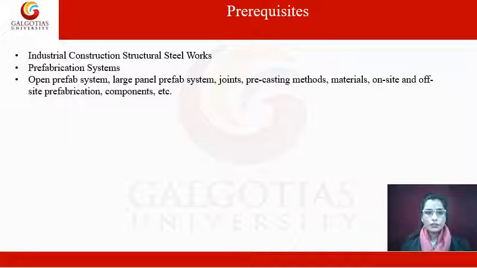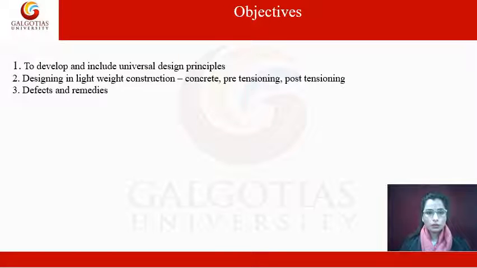First one is industrial construction, structural steel works, prefabrication system, open prefab system, large panel prefab system, joints, precasting methods, materials, on-site and off-site prefabrication, components, etc. The objectives of this module are: first, to develop and include universal design principles; second, designing in lightweight construction, concrete, pre-tensioning, post-tensioning; third, defects and remedies. These are the objectives of this module.